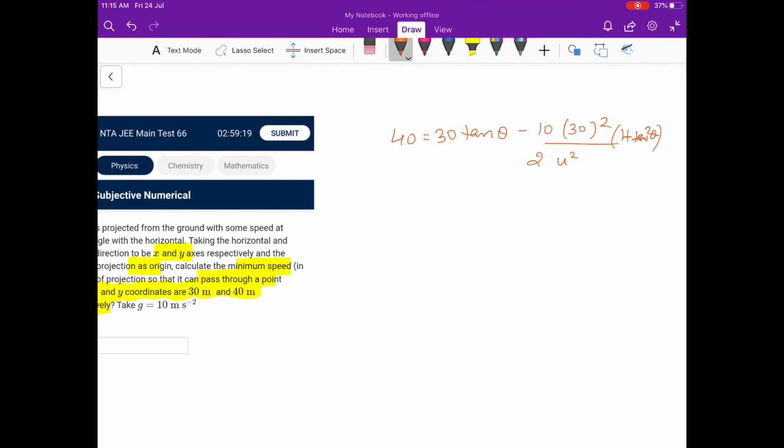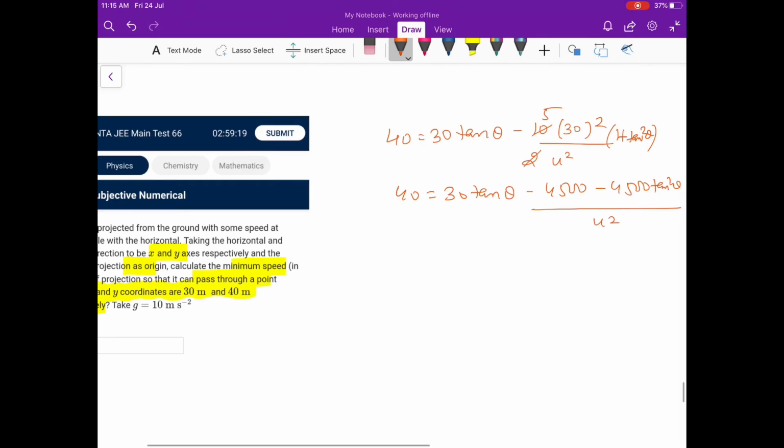So you have to find the minimum speed. For the minimum one, first of all, let's simplify this. This 2 becomes 5. So 40 is equal to 30 tan theta minus 30 square, that is 900 into 5, that is 4500, tan square theta, upon u square. I think we have done a similar question somewhere, but let me do it again. Multiplying this, we will have 40 u square is 30 tan theta into u square minus 4500 tan square theta.